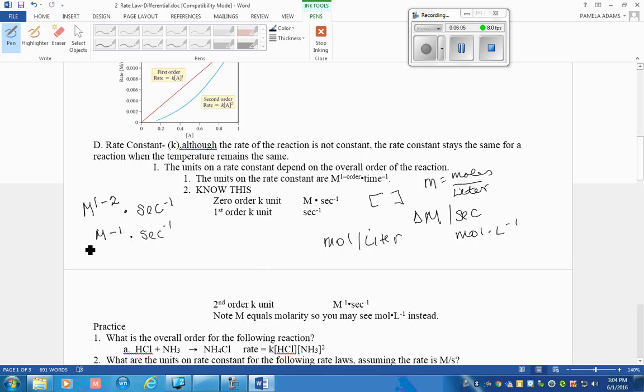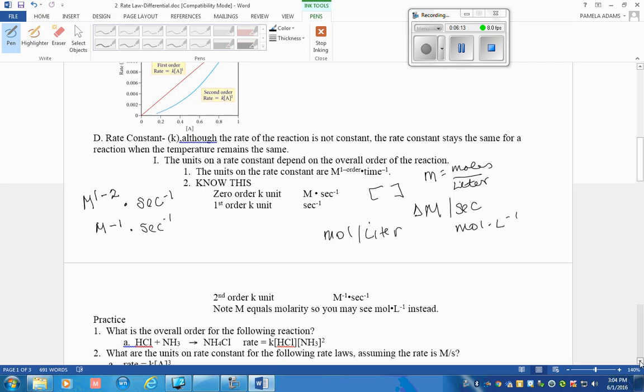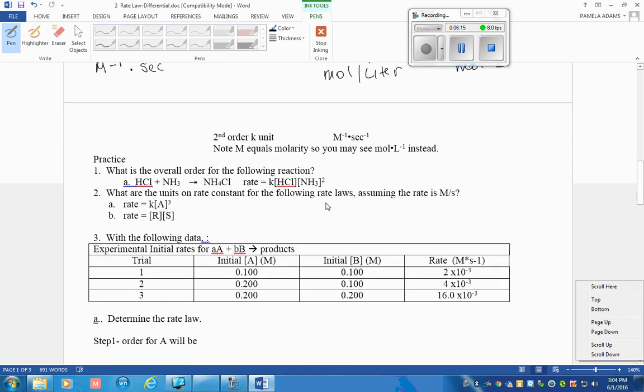Very frequently, you will only be given the unit of the rate law constant, and they will expect you to figure out the order of the reaction. Okay, let's look at this. What's the overall order for this reaction? 1 plus 2 is 3. What are the rate law constant units for this reaction?